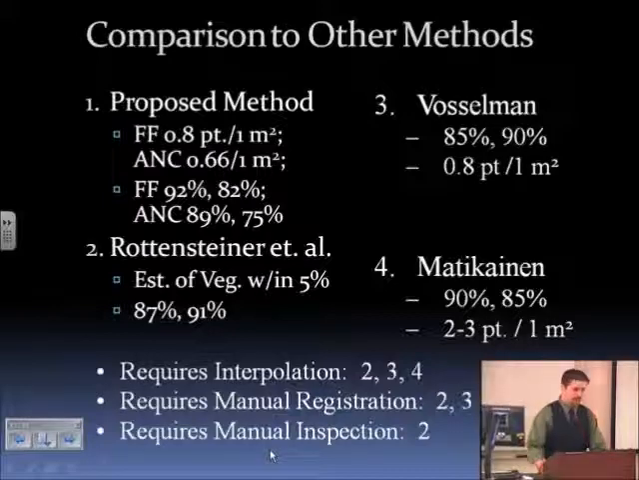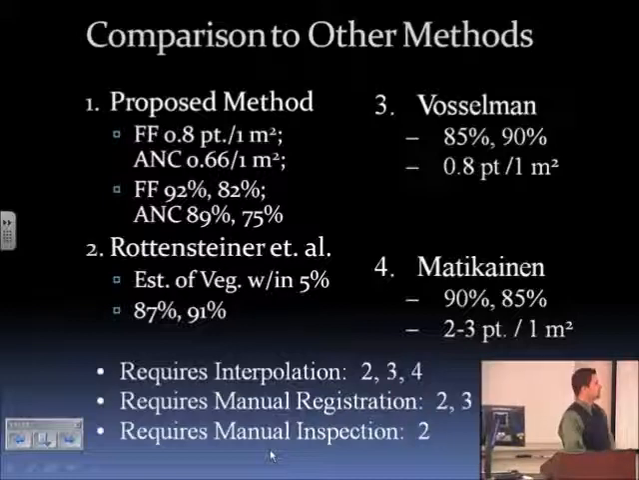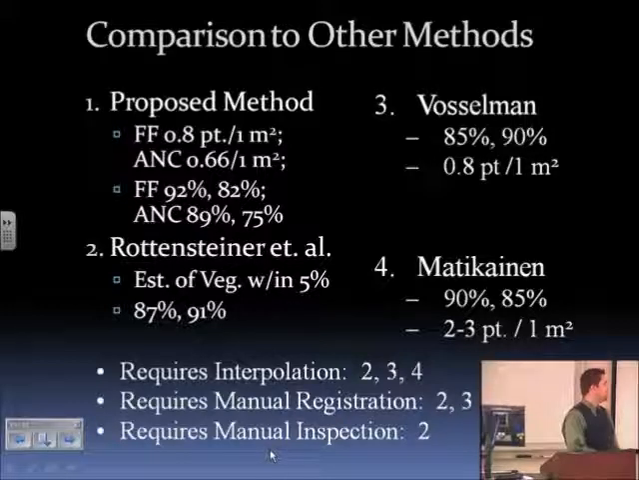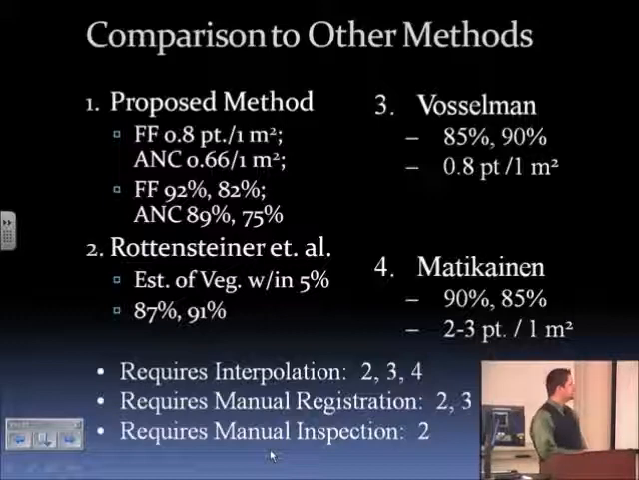So we wind up comparing this method to other methods in the literature. George Wasselman has a method where he was able to realize 85% and 90% completeness and correctness. Matejnikin has a method for 90 and 85% completeness and correctness. And then Rottensteiner has a method, and he was able to receive 87 and 91% completeness and correctness. So you can see that the method is somewhat comparable to the other recent methods in the literature.